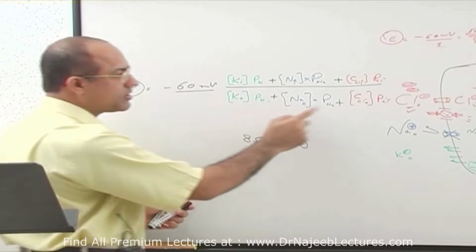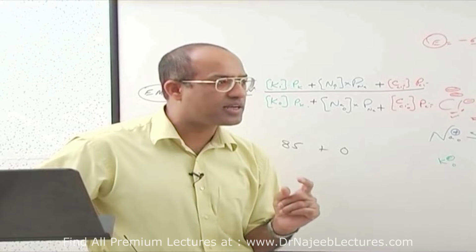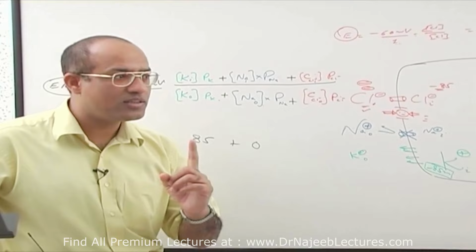Is that right? So what does the Nernst equation basically tell you? What will be the equilibrium potential across a membrane if the membrane is permeable to one ion. The Nernst equation is concerned with one ion.